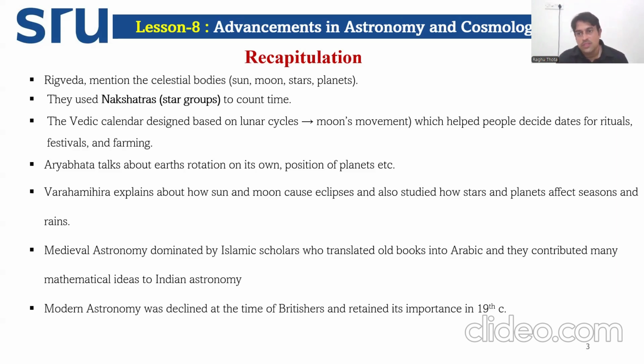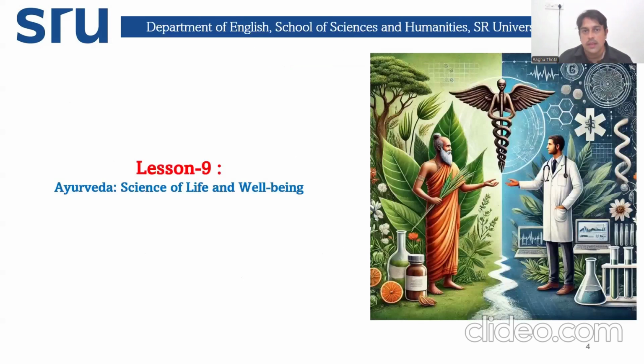As a result, we have Chandrayaan. We have successfully completed the Mars Orbiter Mission. So these are all the key points we had a discussion on in lesson number 8 with the title Advancements in Astronomy and Cosmology in India. Now let's move on to lesson number 9, Ayurveda, a science of life and well-being.